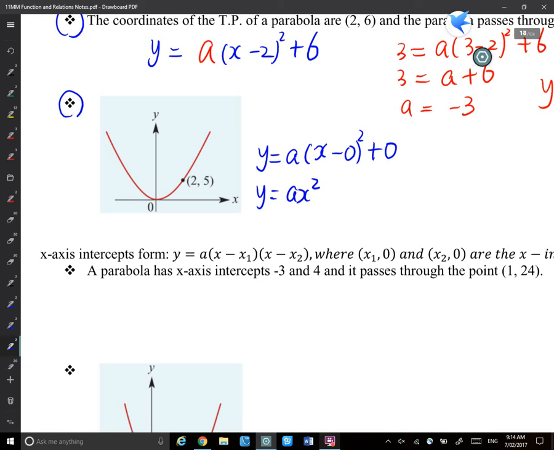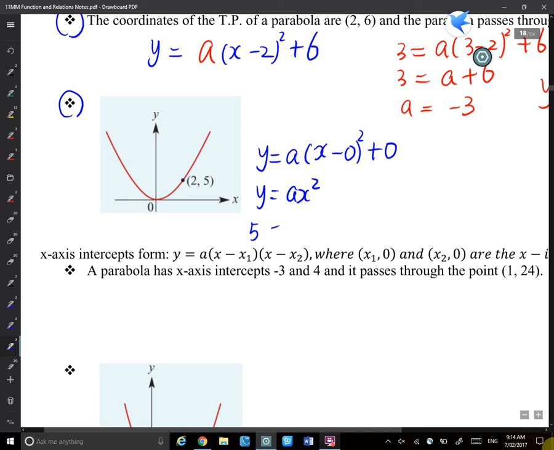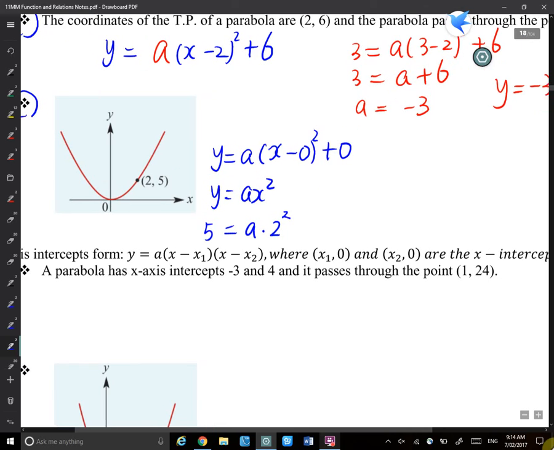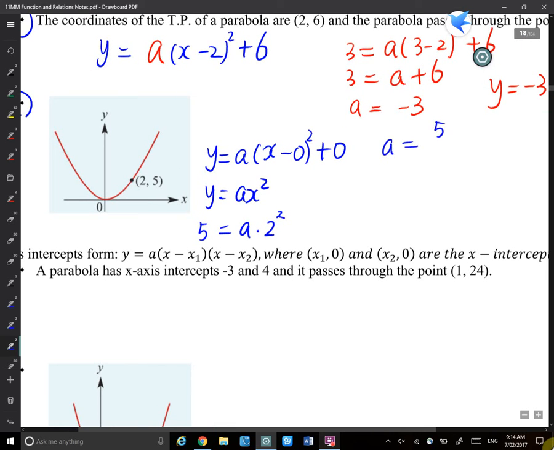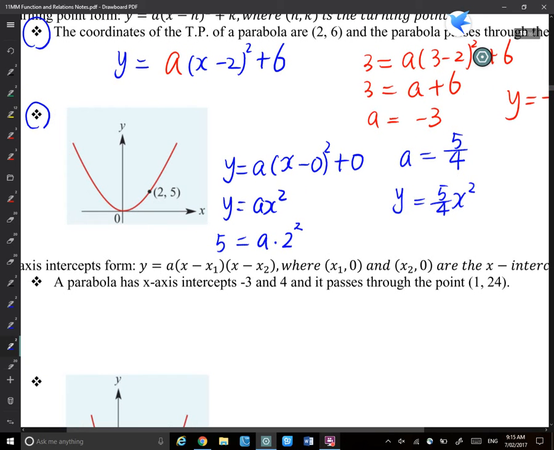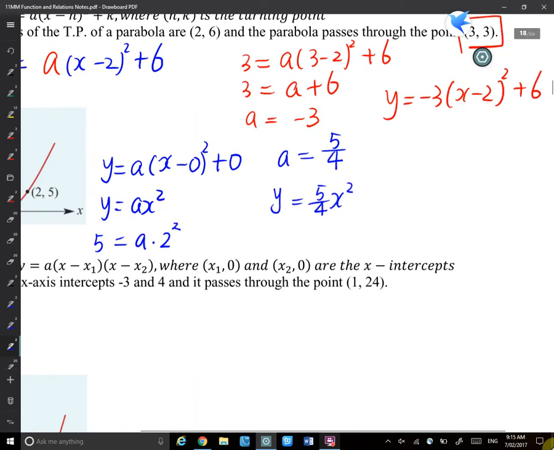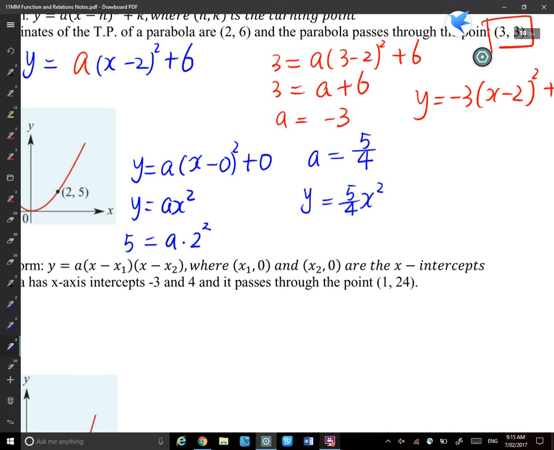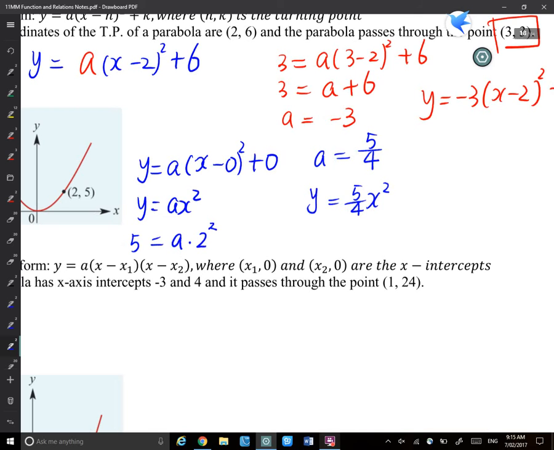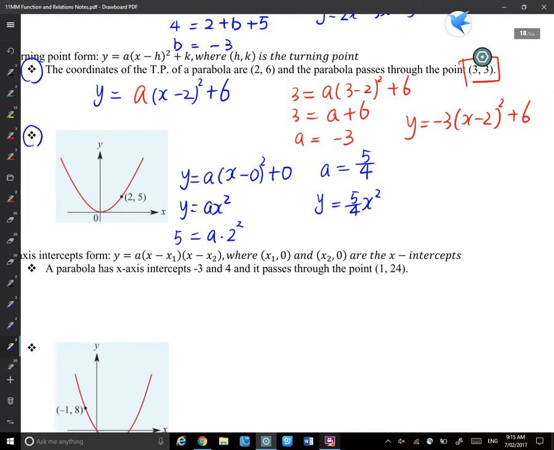And I need to substitute the point (2, 5) in. So 5 equals a times 2 squared, which gives me a equals 5 over 4. So y equals 5 over 4 x squared. For these two questions, I just want to emphasize that you must have the a in front when you write the equations, and you need to substitute points in to find the value of a. Otherwise it cannot be correct. You can always substitute points back to check whether you have the correct solution or not.